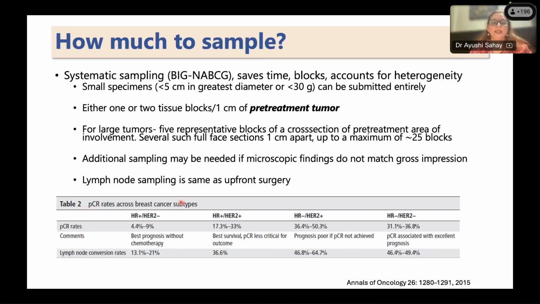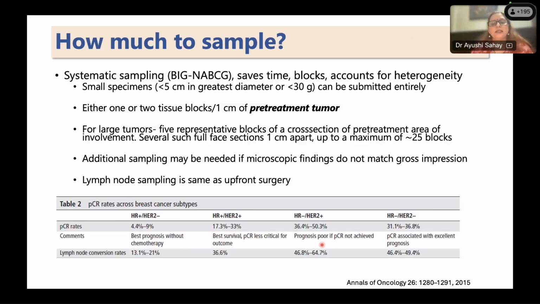Here I would like to mention how your pre-treatment biopsy report of biomarkers affects your grossing. Consider a tumor that is hormone receptor positive versus a tumor that is HER2 positive versus a tumor that is triple negative. It has been seen that pCR rates are highest in HER2 positive tumors, followed by the triple negative tumors. Because these tumors are more mitotically active, they are going to respond to chemotherapy better.